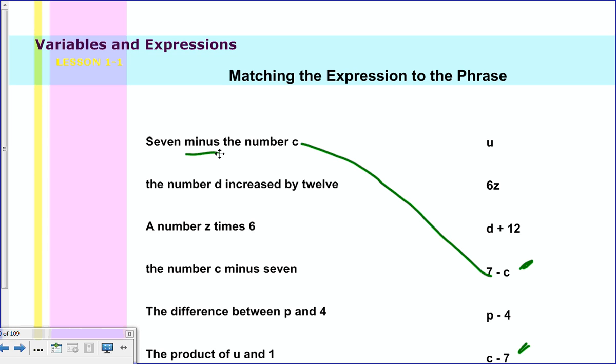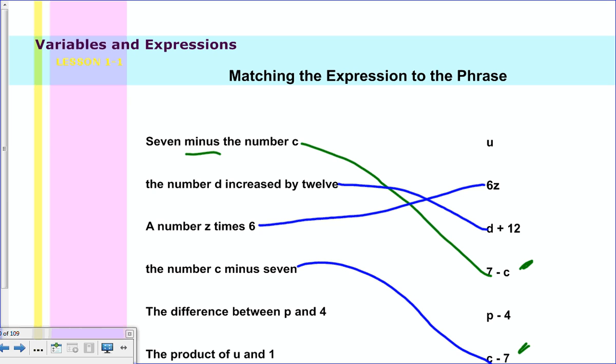All right, welcome back, and I hope you finished this matching activity. We're just going to continue through. The number D increased by 12. Well, that would be D plus 12. A number Z times 6. And again, you might be looking for Z times 6, but that's not quite here. Instead, they have it written as 6 times Z or 6Z. Same idea. Then the number C minus 7. Well, you're taking away 7. That goes down there. The difference between P and 4 is right there.